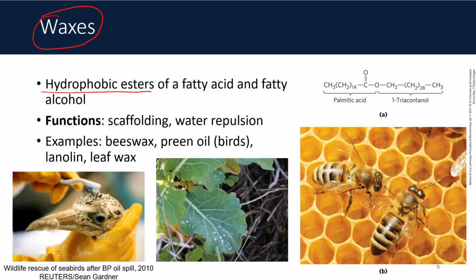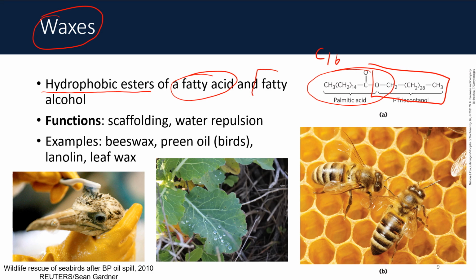So what are some examples of that? Fatty acid like palmitic acid is shown over here. That is a C16 fatty acid. And 1-triacontanol is an example of a fatty alcohol that's got 30 carbons in it. So altogether, triacontanol palmitate is a C46 wax, which has quite a bit of hydrocarbon content to it.